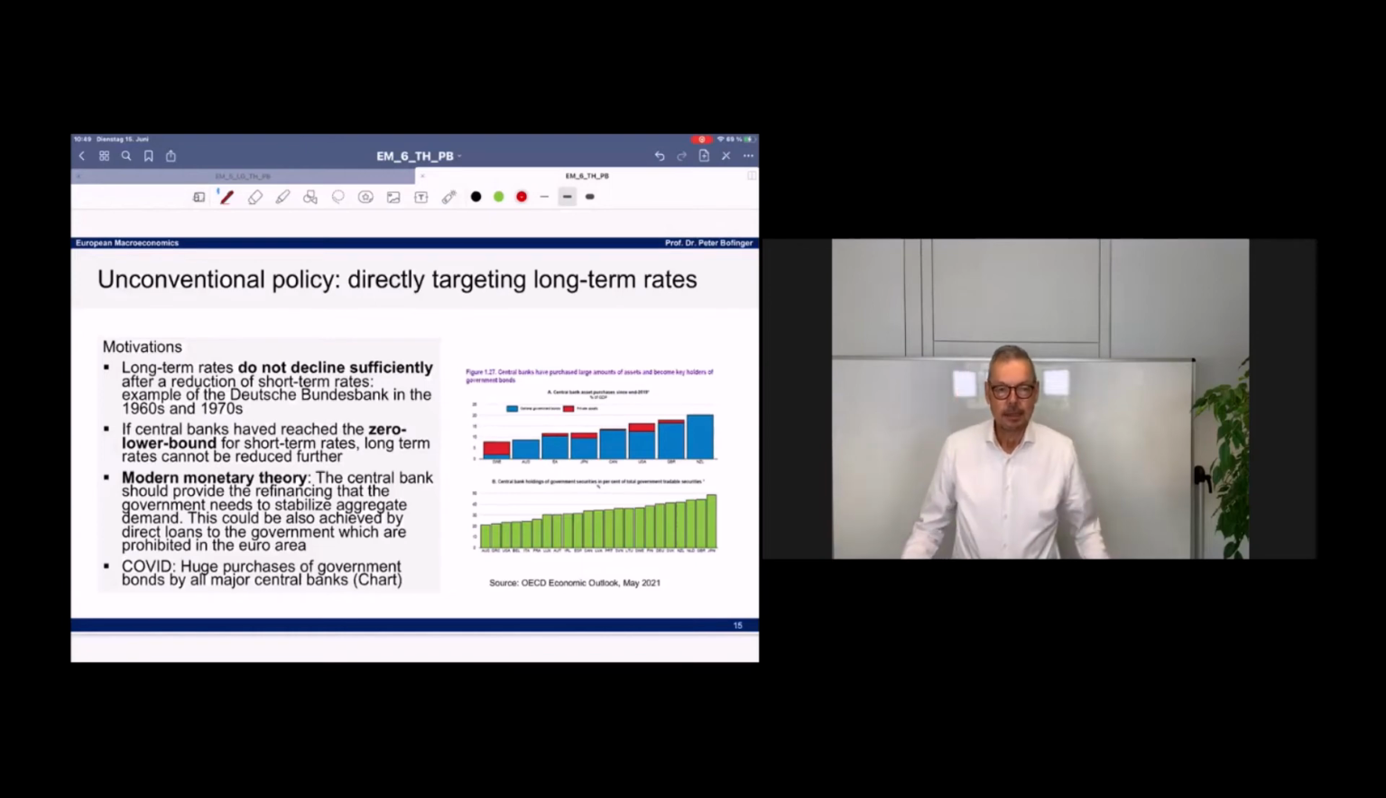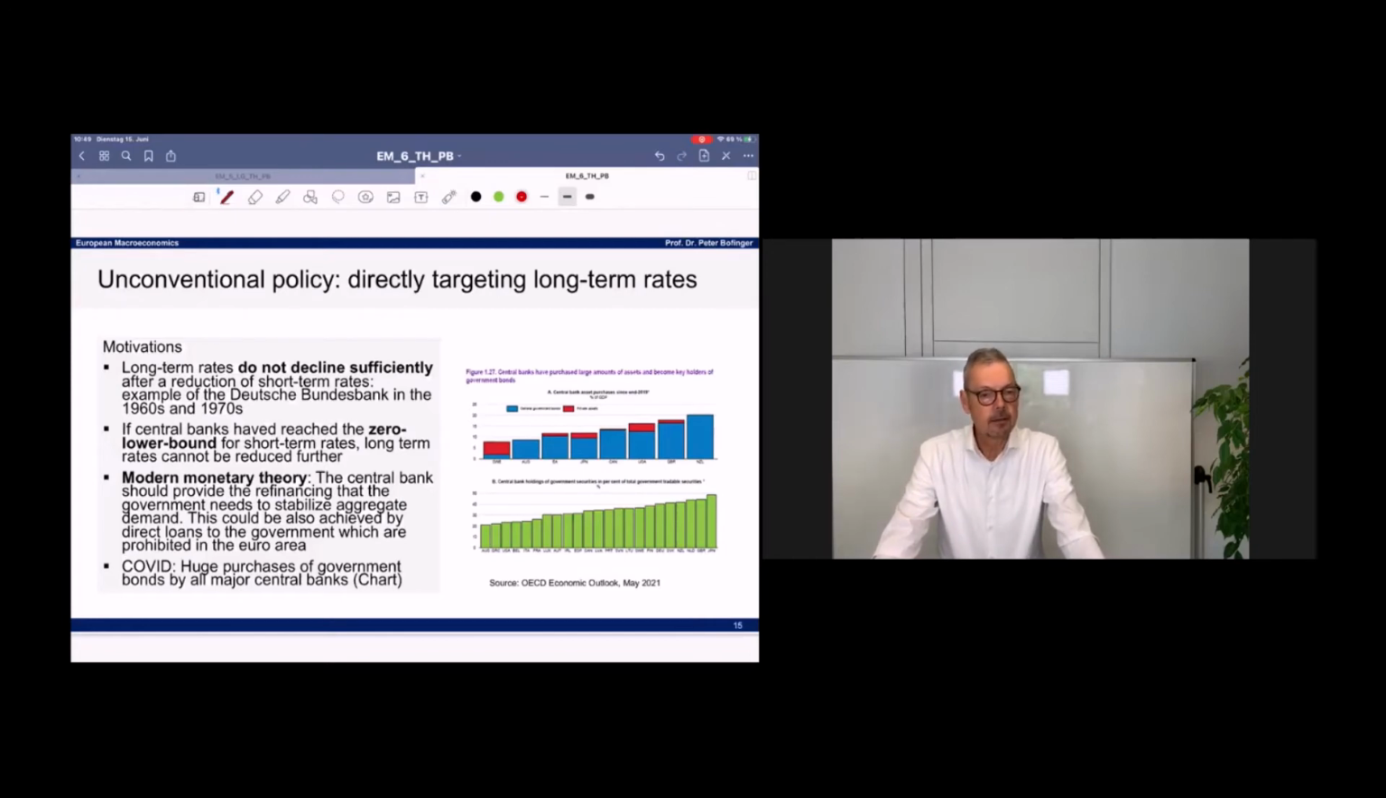As I said, conventional monetary policy was the way to target interest rates, more or less, I would say, until the financial crisis in 2008. And the question is, why do we need unconventional monetary policy? Unconventional policy means that central banks target long-term rates directly or indirectly, but not via short-term rates. And there are different motivations.